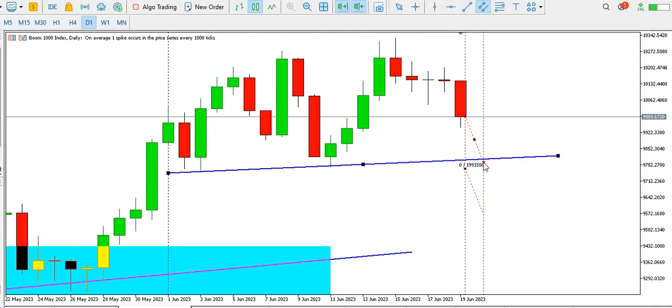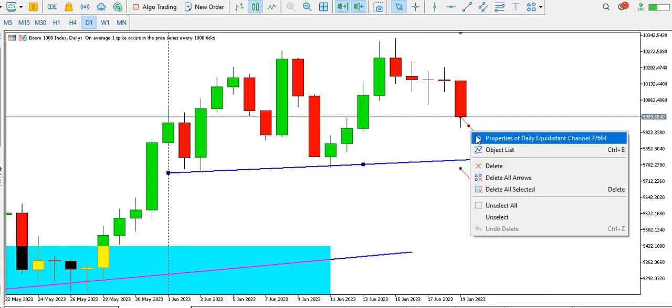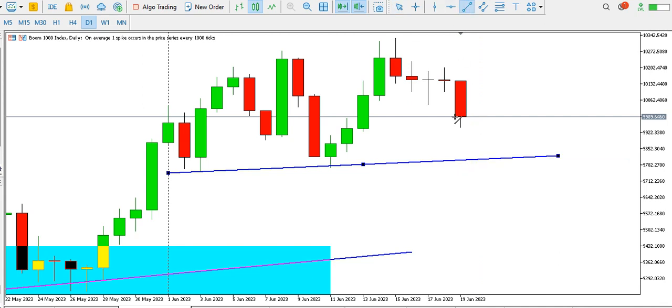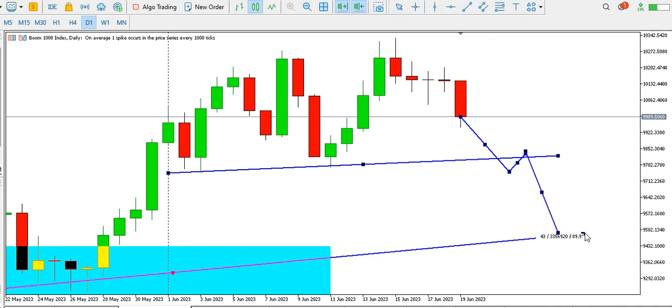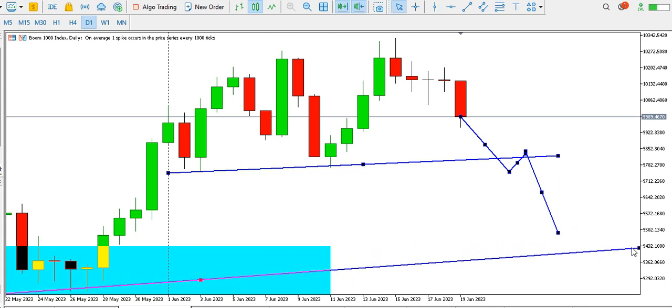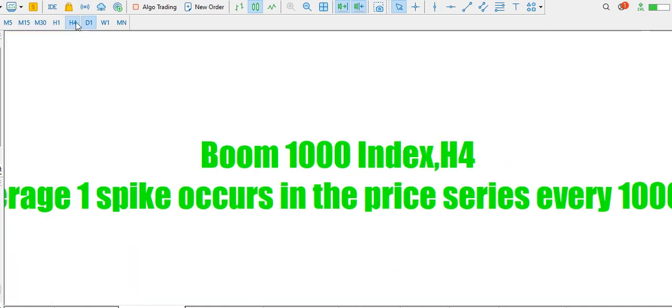If we have this price dropping to this particular point and breaking the neckline for us to have a retest and then a further drop, I see price dropping back to this particular ascending trend line. All right, that's that on the daily time frame.